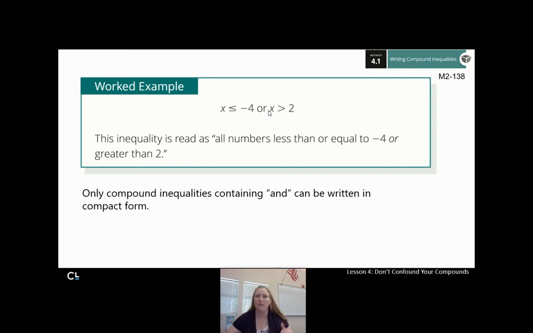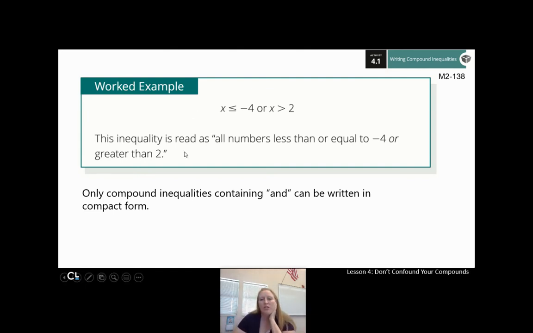It's not the stuff in between. So this means that we cannot write ors in compact form. Only compound inequalities containing the word and can be written in compact form. The or guys, you just have to leave them like that. You can't compact down your ors because it's not the stuff in between, it's the stuff outside. It doesn't work as well.